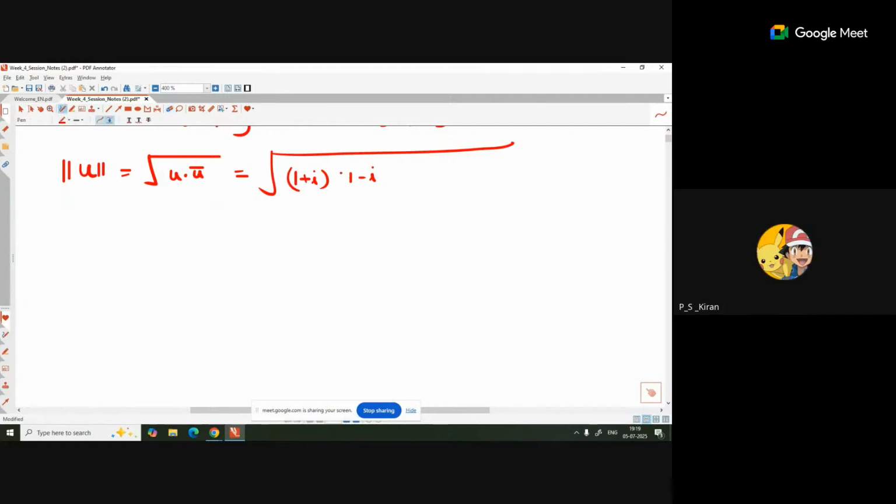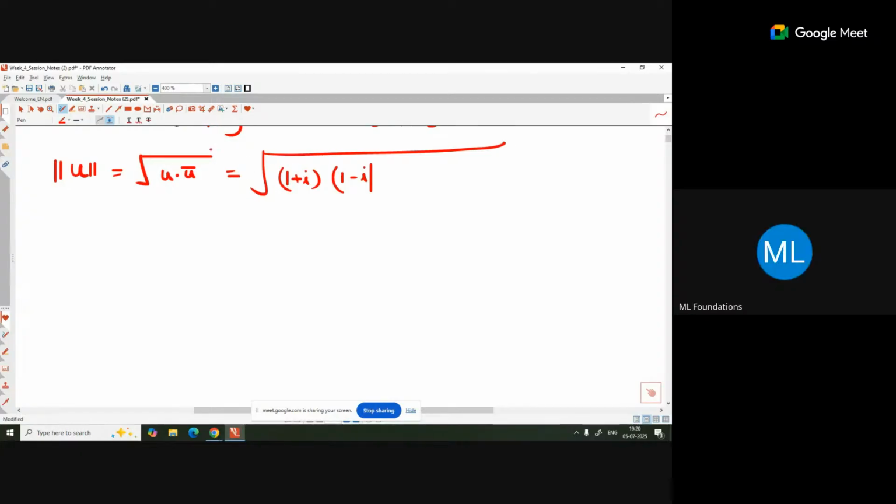You have to take the transpose also. You cannot take the dot product of two matrices of the same shape. When the dot product is written in terms of vectors, it can be u transpose u conjugate, right? So it will be u conjugate transpose u.